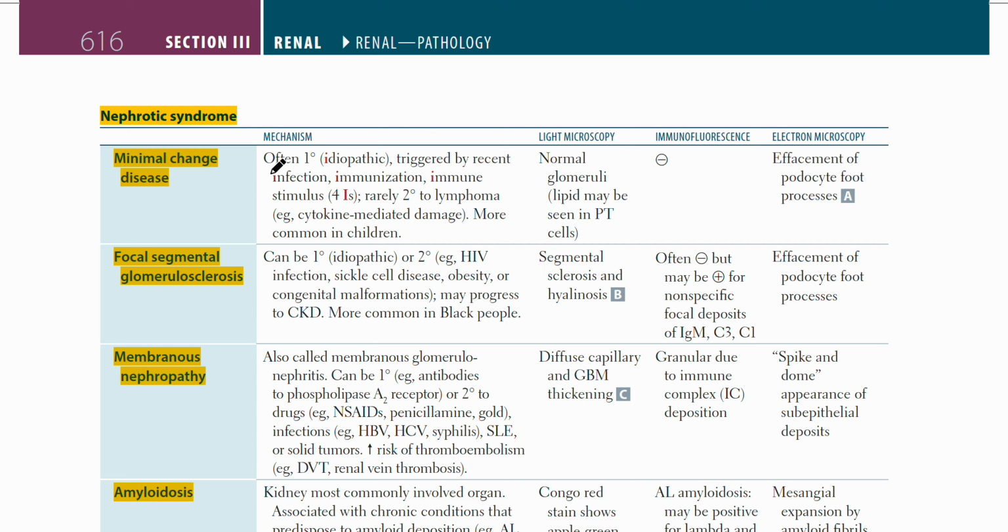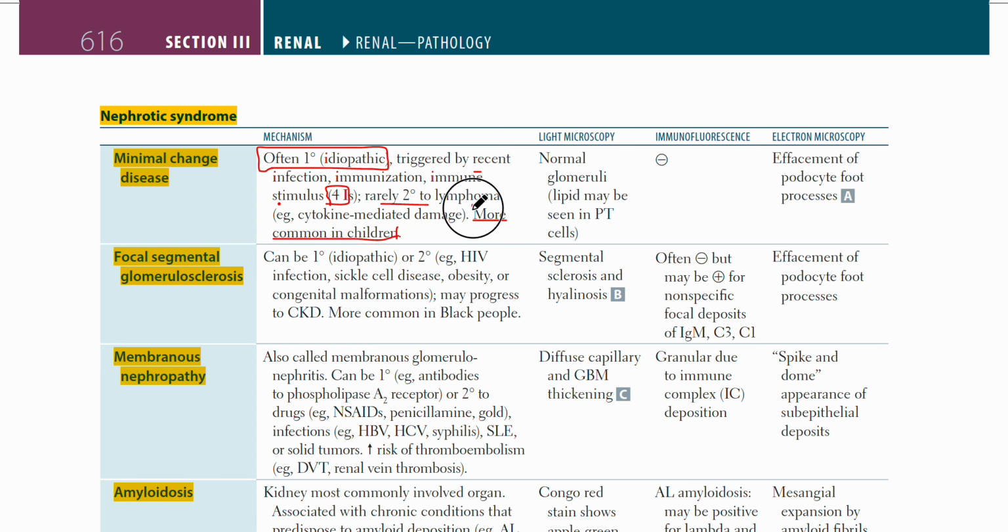And the mechanism of minimal change disease is that it is often primary, that is idiopathic. There is no known cause for this, and it is triggered by recent infection, immunization, or immune stimulation, that is the 4 I's. Recent infection or immunization or immune stimulation, or it can be idiopathic. There are 4 I's for minimal change disease. It is rarely secondary to lymphoma, with cytokine-mediated damage, and it is more common in children. This is very common in children.